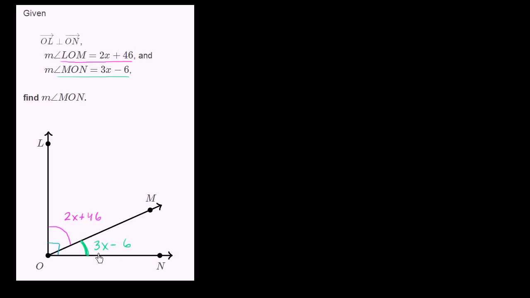Now the one thing that we know is that if we add up these two angles, these are adjacent angles, and their outside rays form a right angle. So these two angles are going to add up to 90 degrees. And I guess we can assume here that we're dealing in degrees. So let's say that 2x plus 46 plus 3x minus 6 is going to add up to 90 degrees. These two angles are complementary, so it's going to add up to 90. And now we just have to simplify.